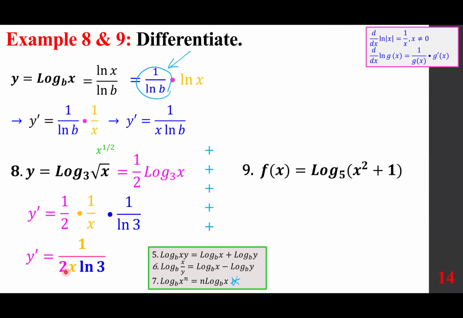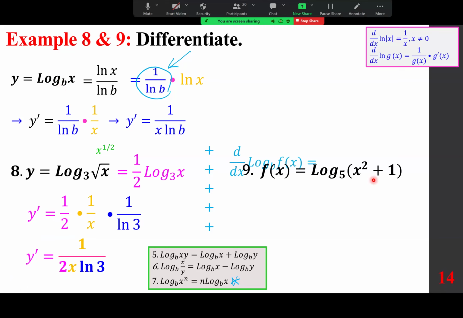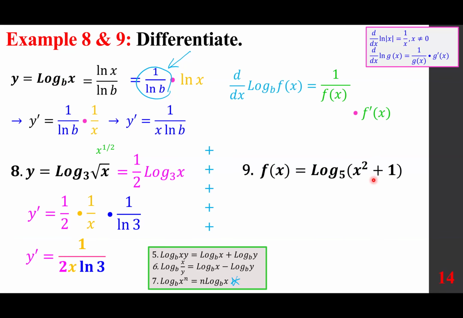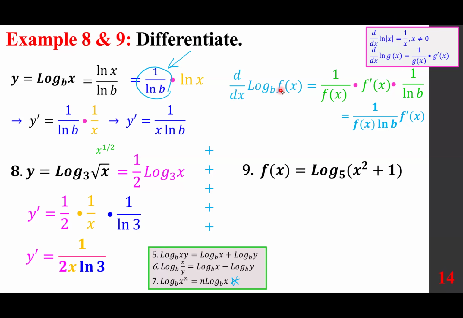What about this one? Well, we have the same situation as here, where the base is not e. Also, we have a function of x. Therefore, not only do we have the reciprocal 1 over f of x, we also have f prime of x by the chain rule. And the reason we have 1 over ln b is because the base is not e. Putting them together, we get 1 over f of x ln b times f prime of x. However you want to put that, that's the final answer ultimately.